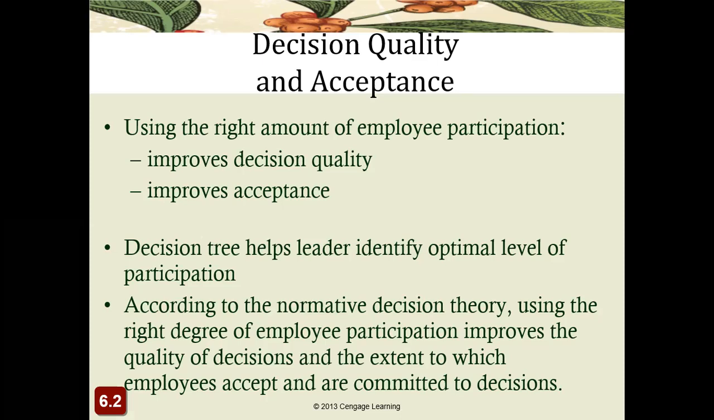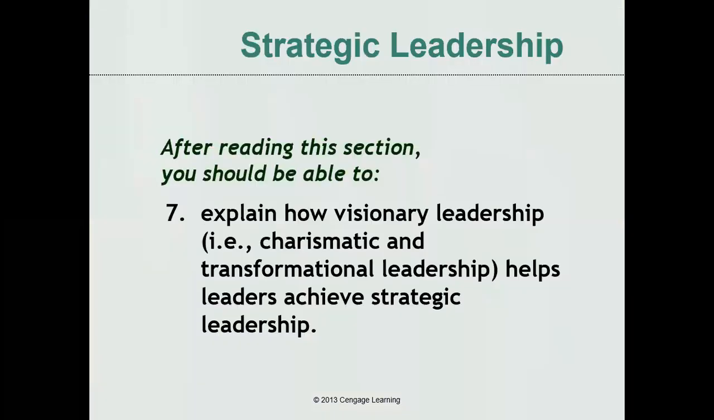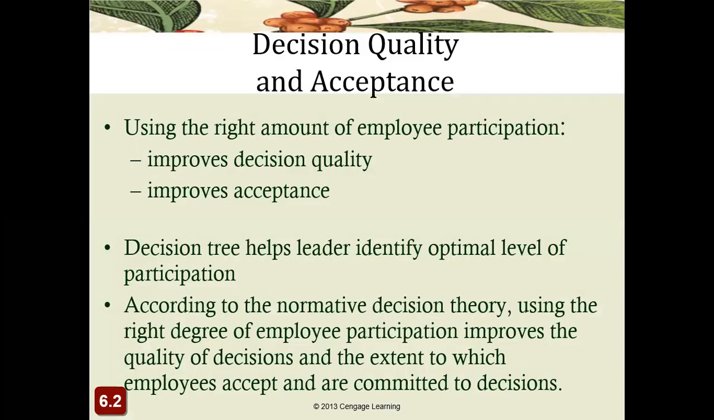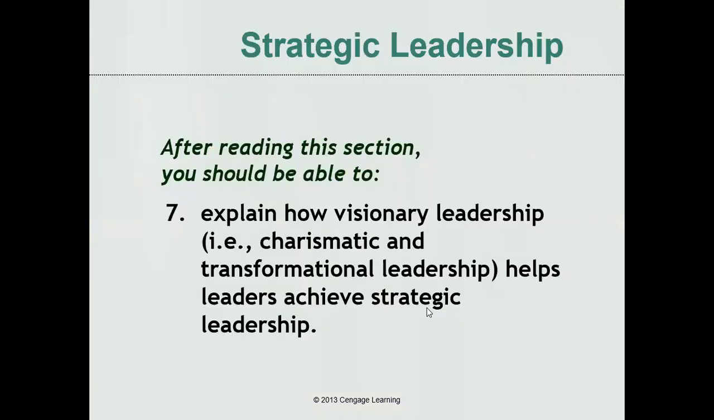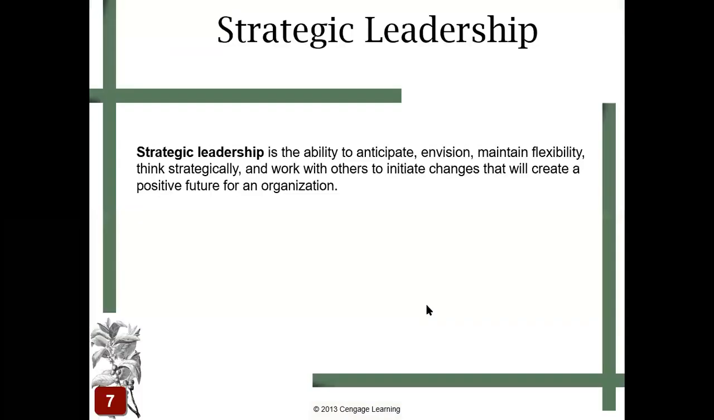Using a decision tree, basically, which, as the word implies, is a tree. All the tree does is identify certain places that you might go to and what the contingencies are, so that you can find the optimal level of participation. And then they just talk about the normative decision making theory right here. So you can go through the strategic leadership.